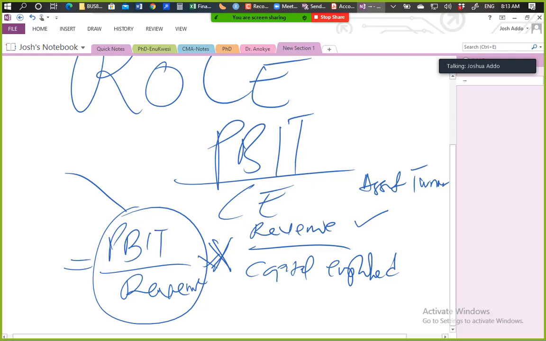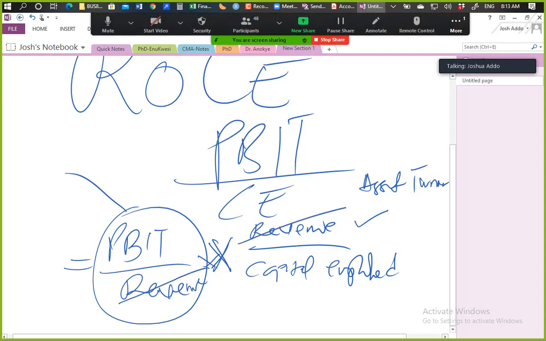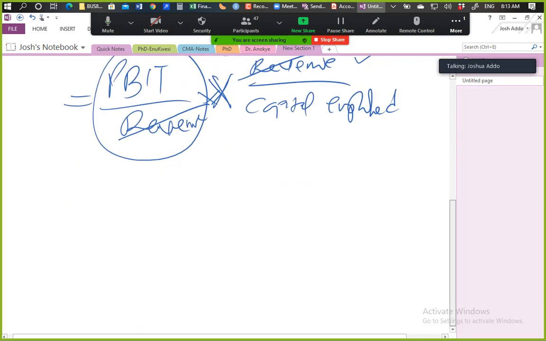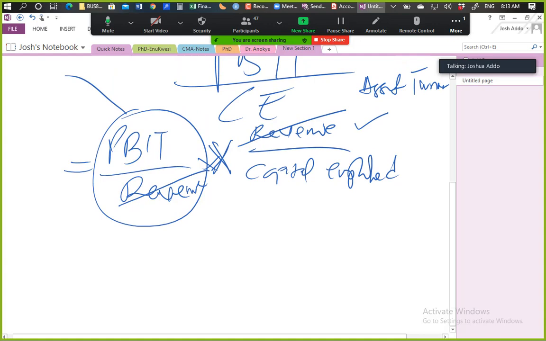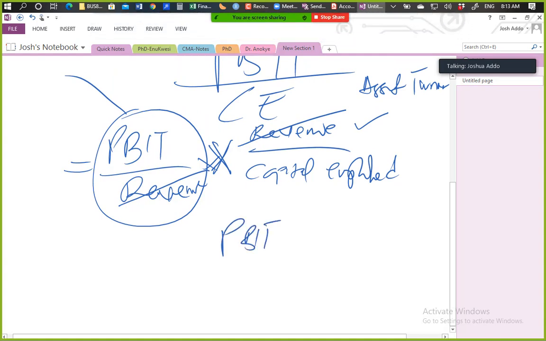And if you have this formula, you will see that this one, I know that most of us are not mathematically inclined. We don't like it. We can be inclined, but we don't like it. When you have this, you can cancel this. If this cancels that, then we are left with profit before interest and tax divided by capital employed.